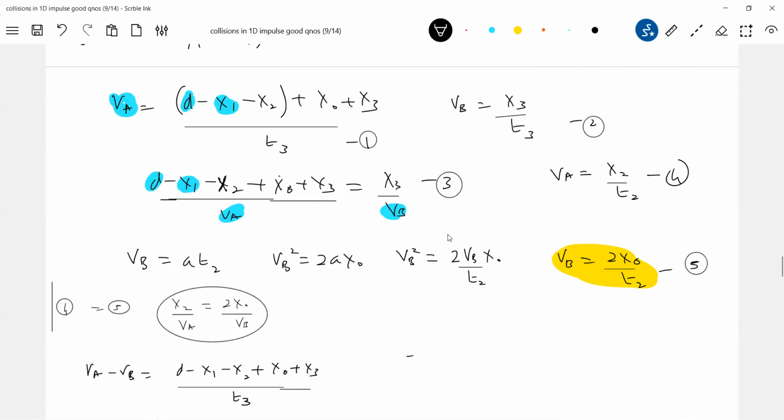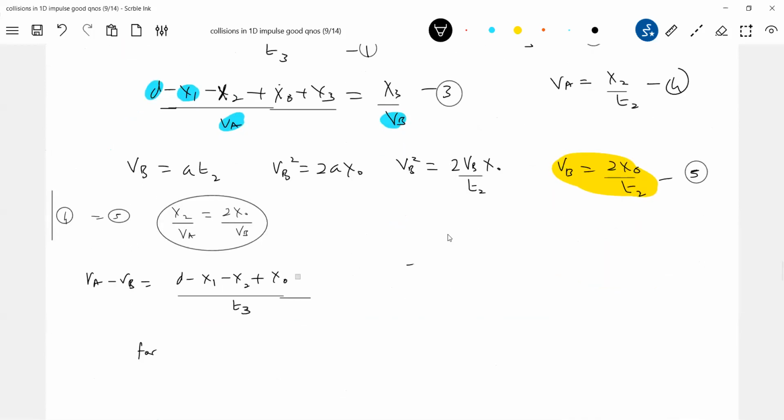Relative separation, no? Relative distance moved by that. And we know X2 in terms of X0 here. And T3, what will I do with T3? T3 I'll replace. So VA minus VB, D minus... Okay, it is taking a lot of time. X0, I'll replace it as VB X2 by 2 VA. T3, I'll write in this equation, X3 by VB. I'll get a relation between X2 and X3 here.